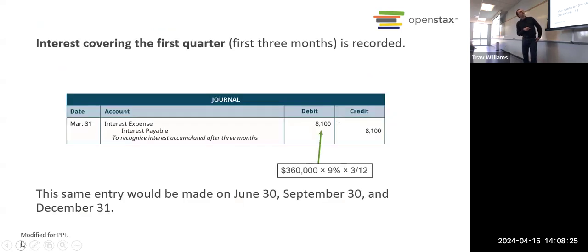All right. So interest for the first quarter. Again, principal times the interest rate times 3 divided by 12. This is how the company that borrowed the money would journalize the interest. Would say, okay, a quarter has gone by, 3 months have gone by. So that means we have accrued $8,100 of expense related to interest. And if we haven't paid it, we also have interest payable. Okay, so interest expense is the expense, interest payable is the liability. So they're two separate things.